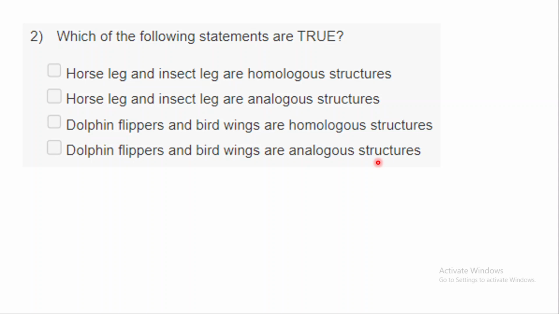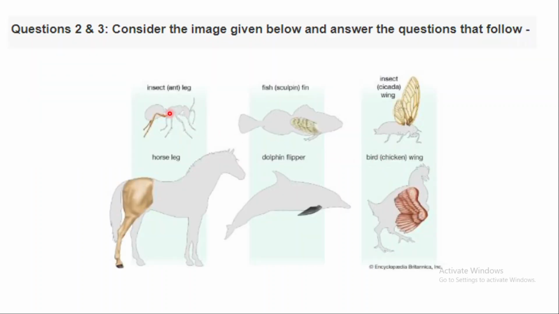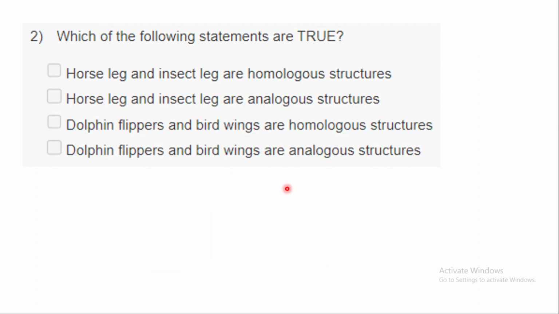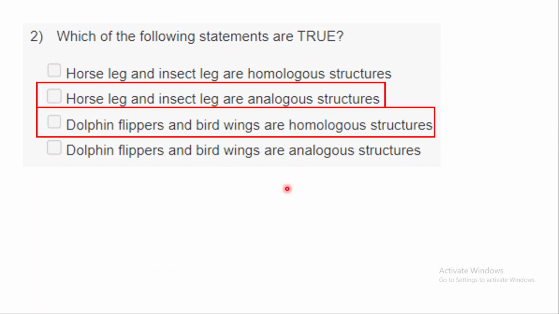Great. Now let's see what is the correct answer. Before that, I'll flash the image again. Insect leg, horse leg versus dolphin flipper and bird wing. Which of these is homologous and which of these are analogous? The correct answer to this question is both option 2 and option 3. So Dipanvita and Ashwin have both answered correctly. Pranay and Kitty are partially correct. Dolphin flippers and bird wings are homologous structures, and horse leg and insect leg are analogous structures.